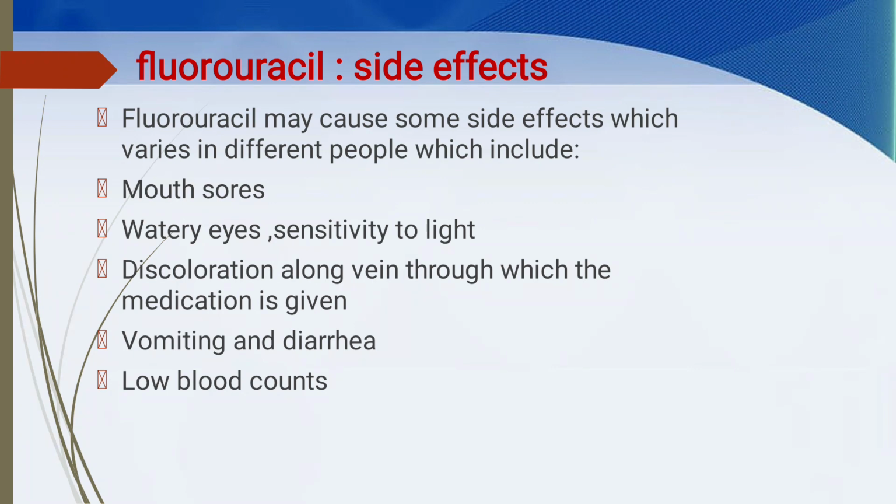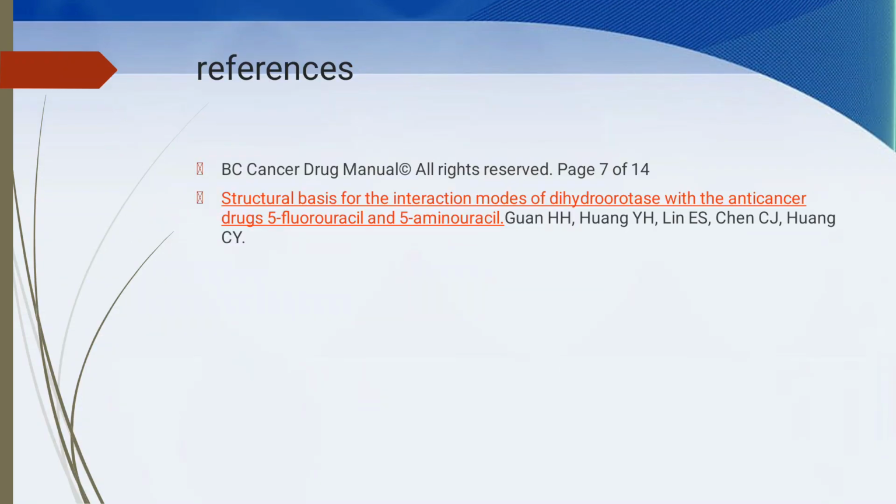These are some of the side effects that are noticed after one has been administered fluorouracil. So fluorouracil may cause various and different side effects in different people, which include mouth sores, watery eyes, sensitivity to light, discoloration along veins through which the medication is given. Some may even vomit and have diarrhea, and also low blood counts.